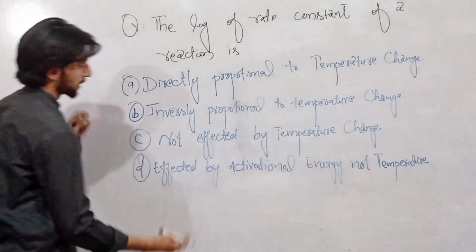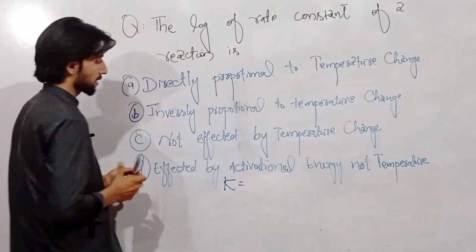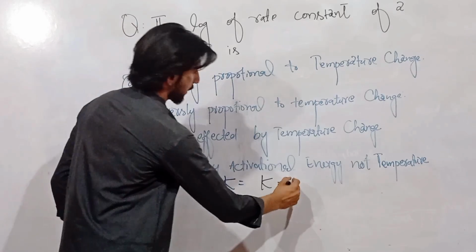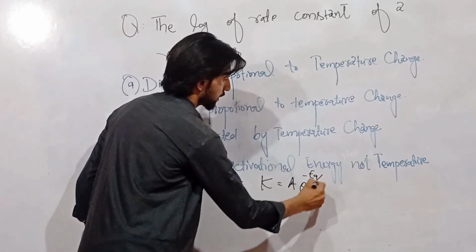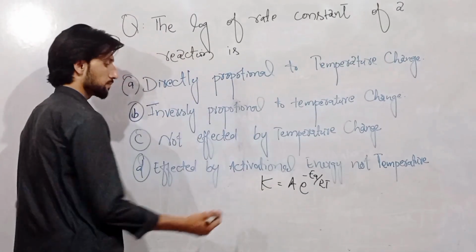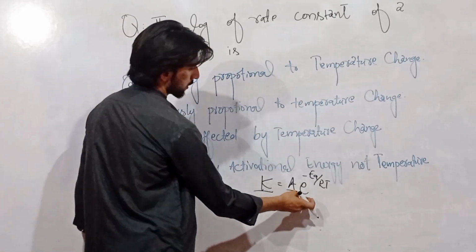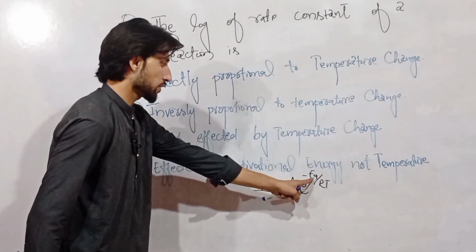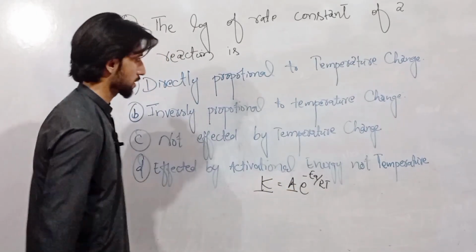So as we know from the Arrhenius equation, K, which is the rate constant, is equal to A e to the power minus Ea over RT. You know the terms in this equation. K is the rate constant, A is the frequency factor, e is the natural logarithm base, Ea is the activation energy, R is the ideal gas constant, T is the absolute temperature in Kelvin scale.